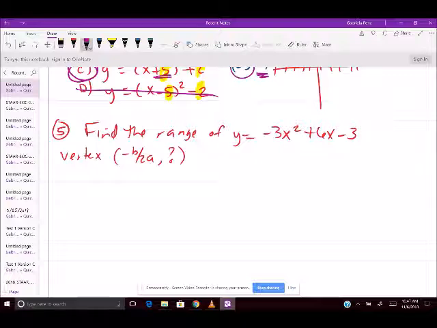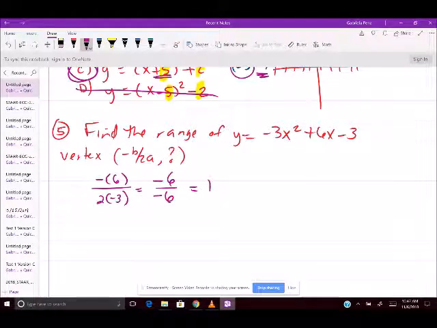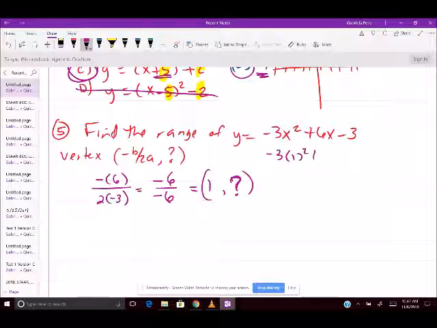Now, who is your b in this problem? 6. And who is your a? Negative 3. So this becomes negative 6 over negative 6, which is 1. So this is my x. How do I find the y? Plug it in, right? So this becomes negative 3 times 1 squared, plus 6 times 1 minus 3.